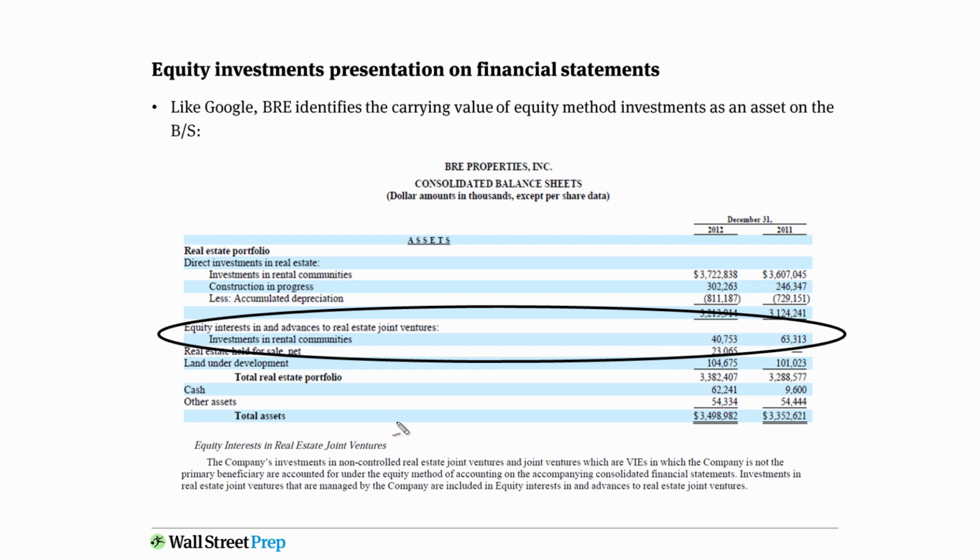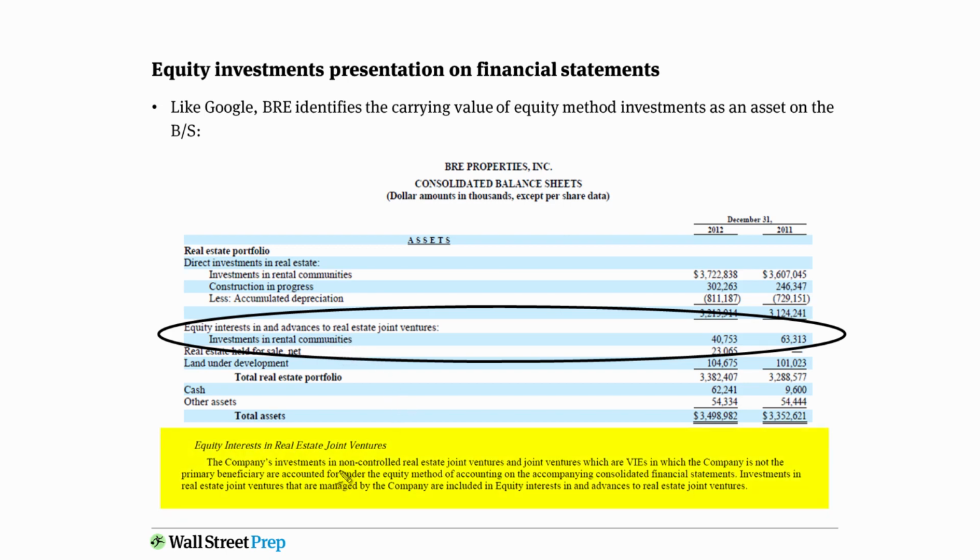Now we've added another company just to give you another look at it. Like Google, BRE identifies the carrying value of the equity method investments as an asset on the balance sheet, but here they specifically identify equity interest under the equity method because there's a lot of them. BRE is a REIT, a real estate investment trust, which has a lot of joint ventures where they own 50% of another entity. So they account for that under the equity method. So joint ventures are also accounted for under the equity method because they're right up at that 50% threshold.